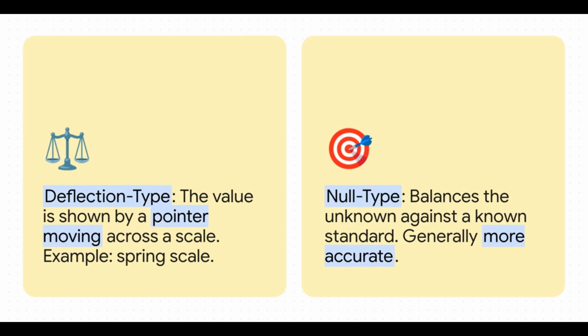But a null-type instrument is way cleverer. Think of a classic 2-pan balance scale. It doesn't just measure the weight, it actively balances your unknown item against a set of known, precise weights until they're perfectly equal, or nulled out. Because they're always comparing to a known standard, null-type instruments are usually way more accurate.